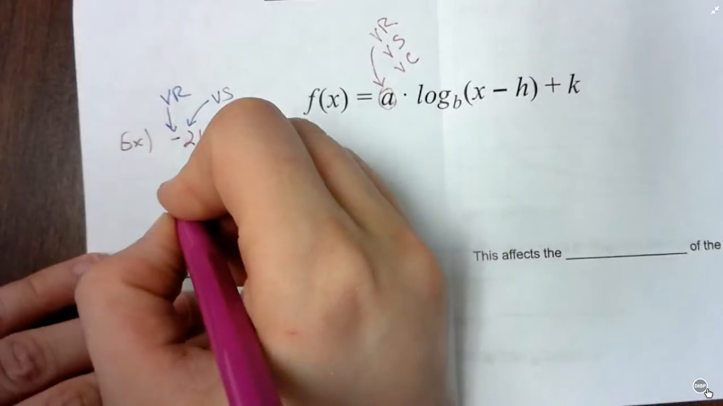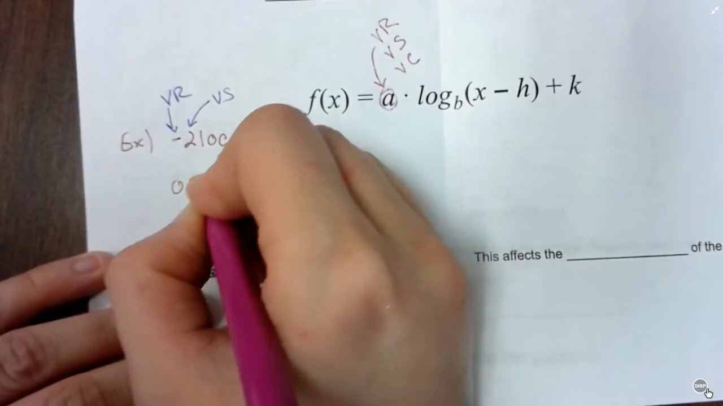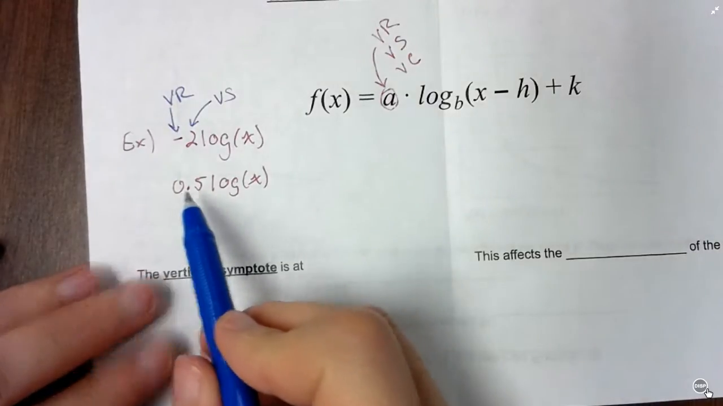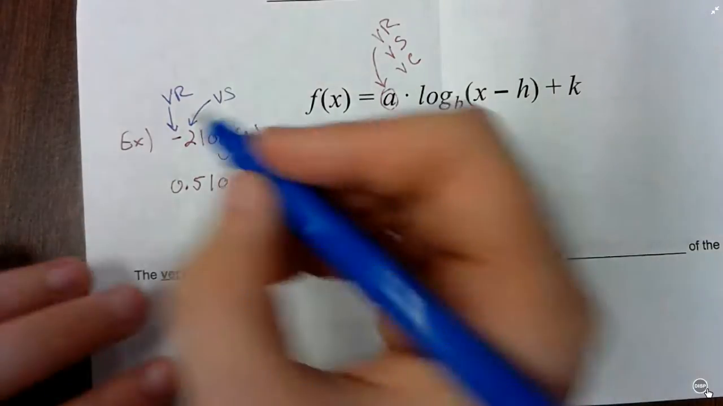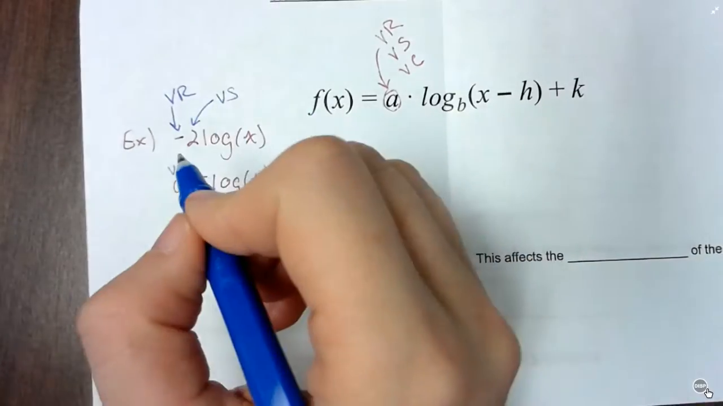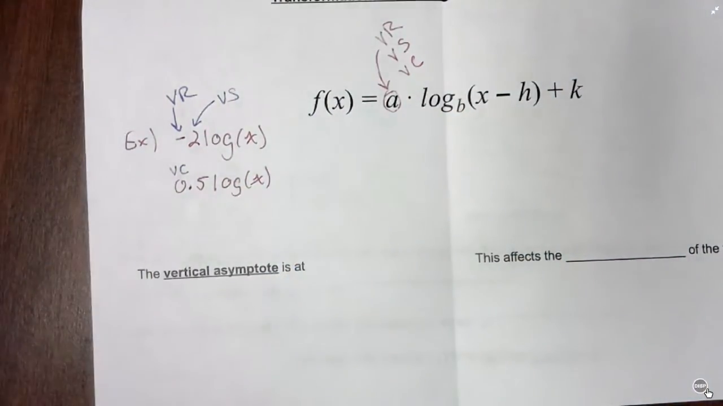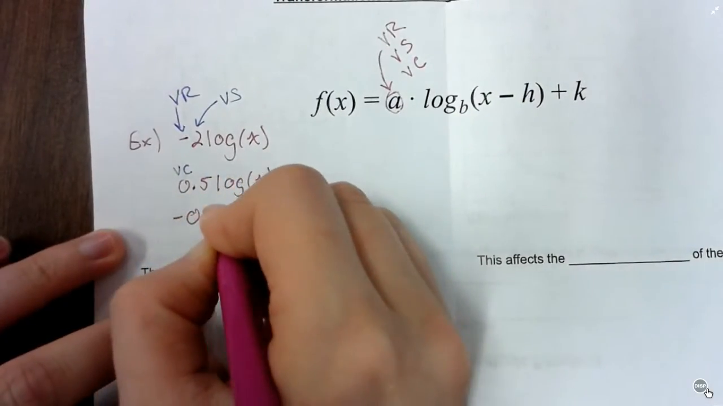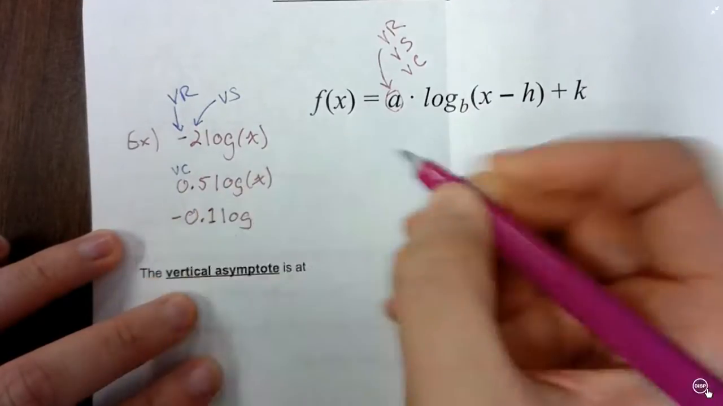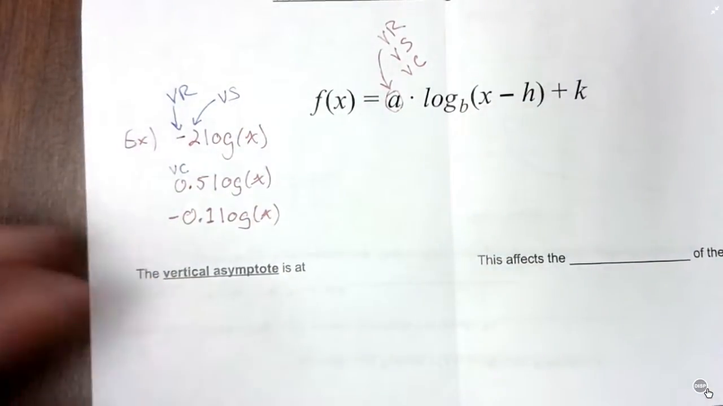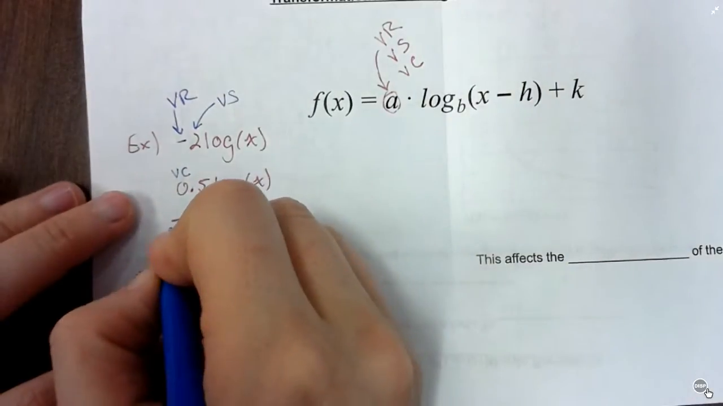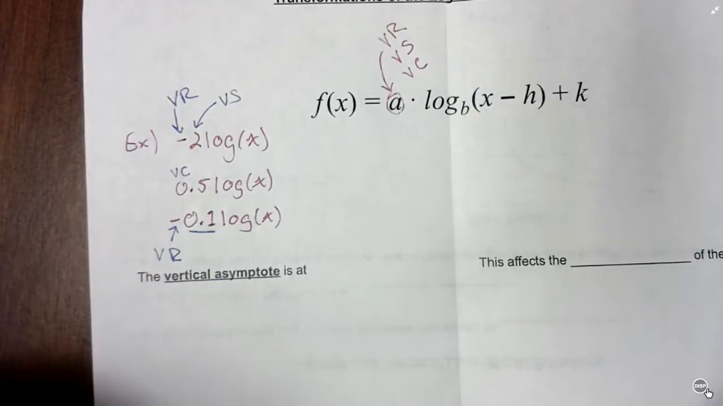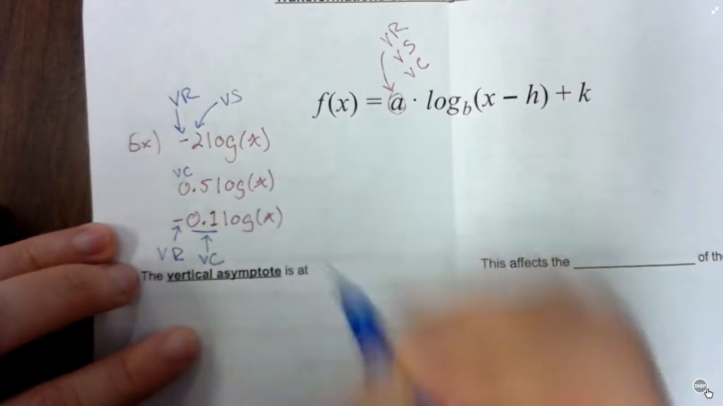Or let's say, for example, I've got 0.5 times log of x. Since 0.5 is between 0 and 1, that's going to be a compression. And since it's a positive number, there's no reflection. So this one has just a vertical compression. Or for instance, if I have negative 0.1 times log of x, I've got a negative, which is a vertical reflection, but I've also got this 0.1, which is between 0 and 1. So that is a vertical compression.